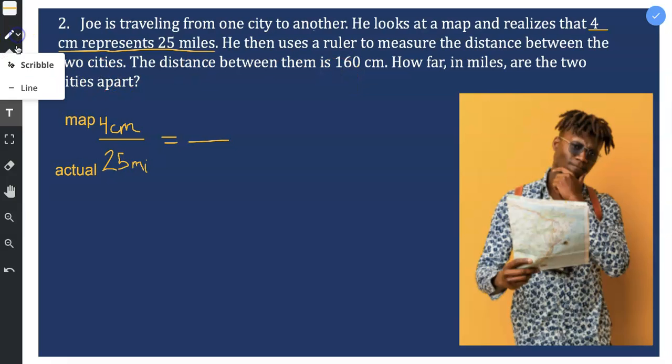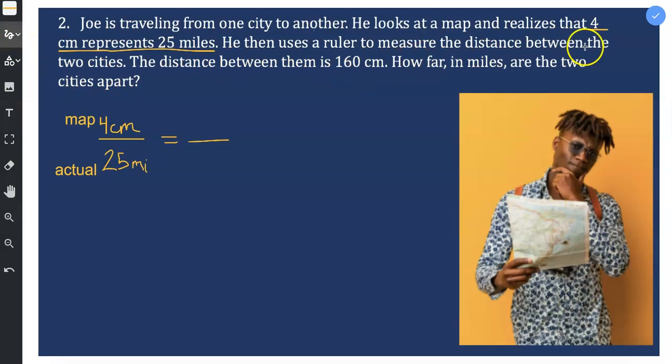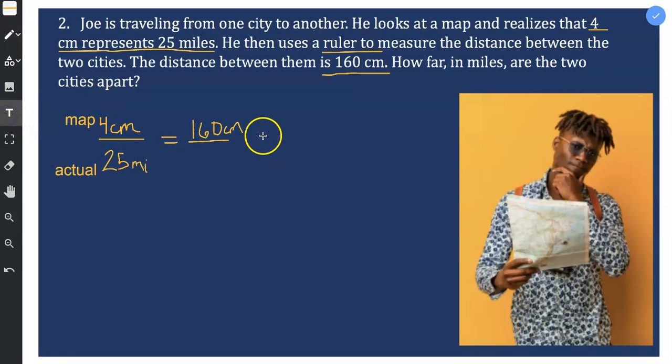Let me go back to the scribble. The last number is the distance between the two cities. And the distance between the two cities, he's measuring this on the map, is the 160 centimeters. So if he's measuring using a ruler on the map, we need to put the 160 centimeters across from the map distance over here on this side. So let me go ahead and label that. This is also the distance on the map.